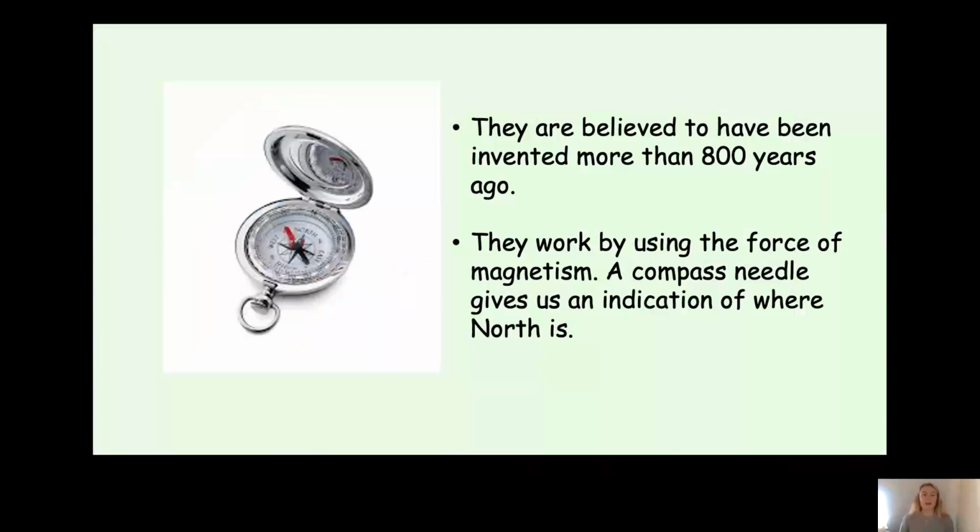Now, here's the physical compass that I was talking about. They are believed to have been invented more than 800 years ago. And they work by the force of magnetism. So there's a compass needle, the arrow, and the arrow pulls by using a magnet towards north. So if we have a compass and we need to know where to go, we can get our compass out. It will show us north. And then from north, we'll be able to know where north, east, south, and west are.